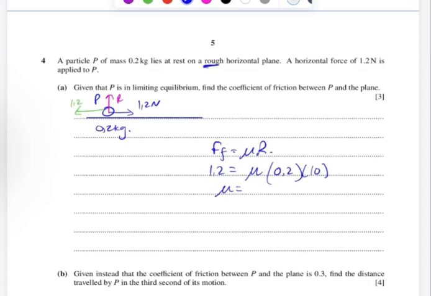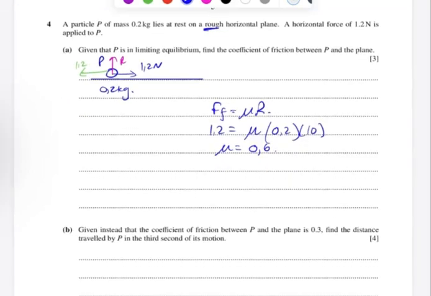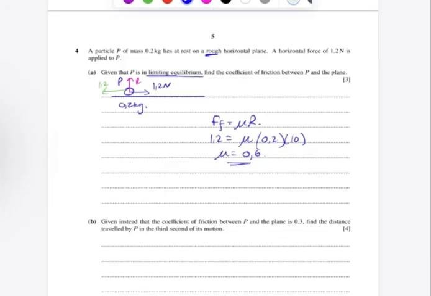And I am getting a mu value of 0.6. Okay, so what I'm noticing here, I find this an interesting question. It's straightforward, but I've noted that it is in limiting equilibrium. Okay, it's in limiting equilibrium, so this is now the mu of this material.